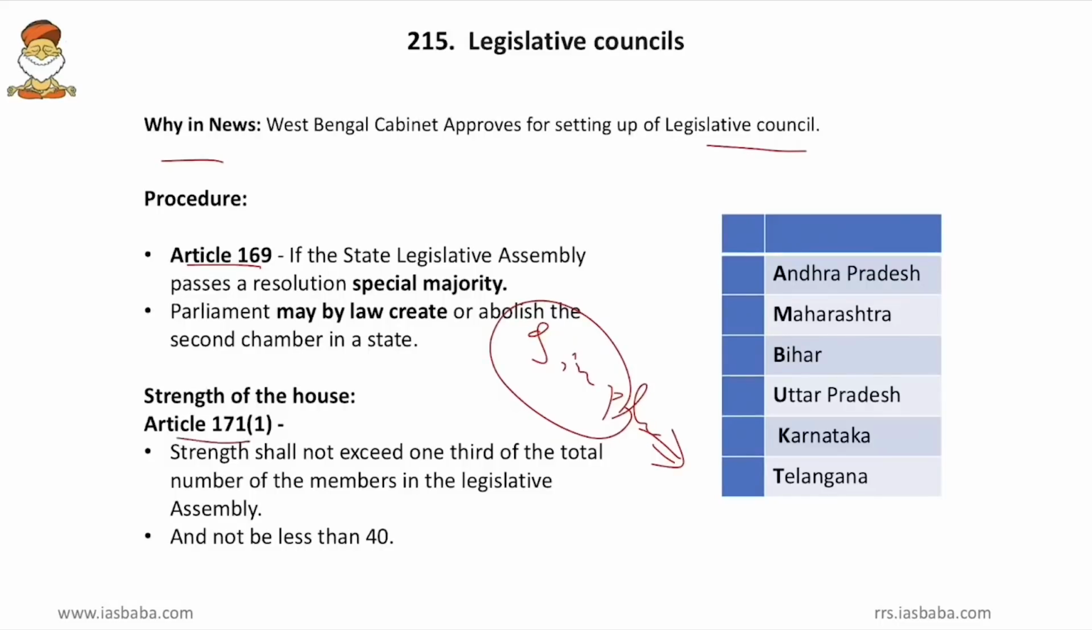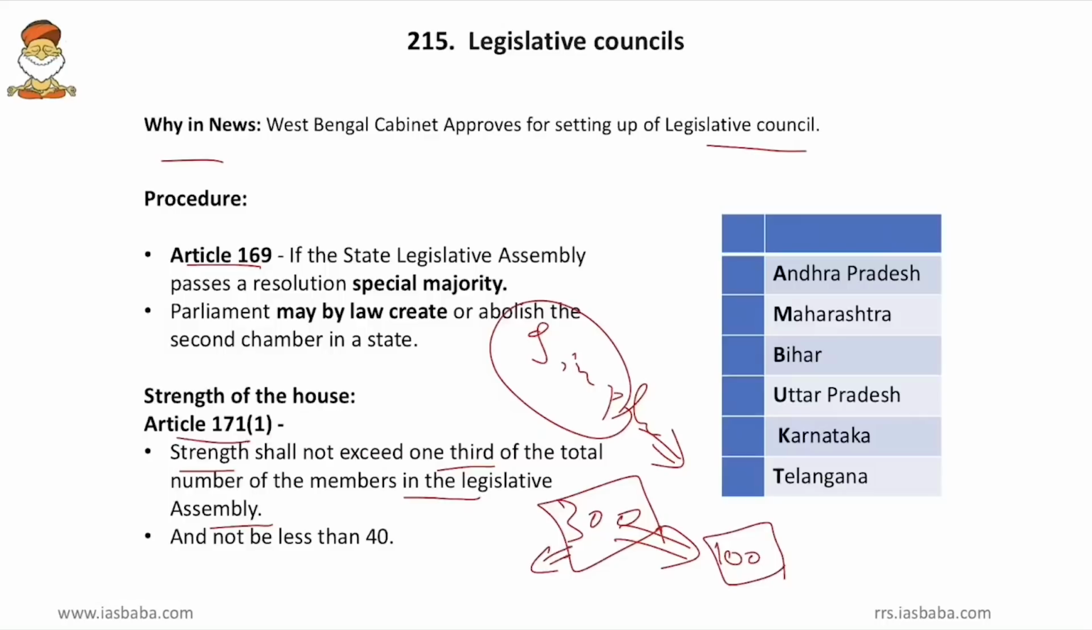So Article 171 clause 1 says that the strength of the house, or the strength of the state legislative council, shall not exceed 1/3 of the total number of members in the legislative assembly. So if there are 300 members in the state legislative assembly, then the members of the state legislative council shall not be more than 100.